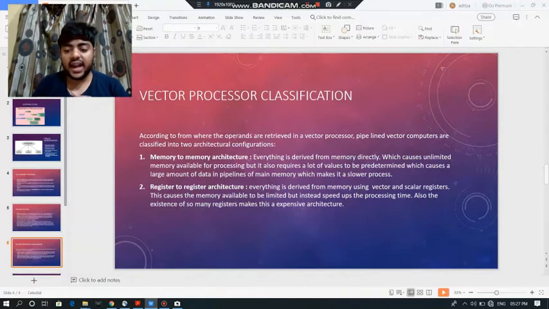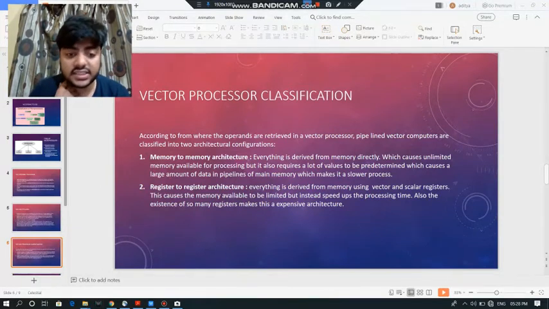But the problem is that because everything occurs in the memory, a lot of things have to be informed, or instruction sets have to be informed, so that the code runs properly or the information does not get jumbled up.